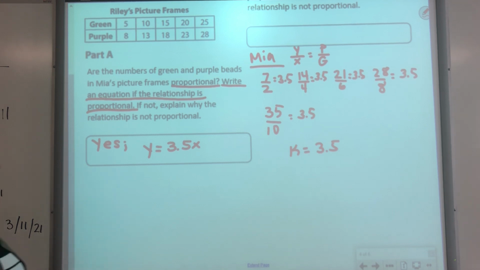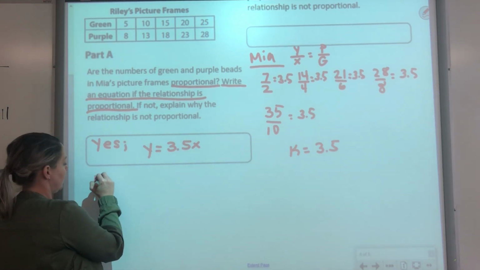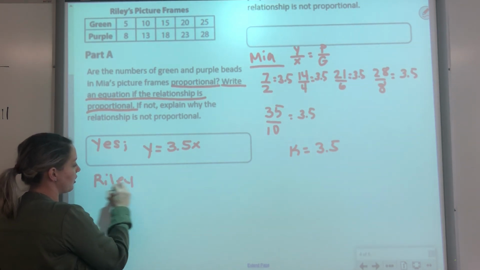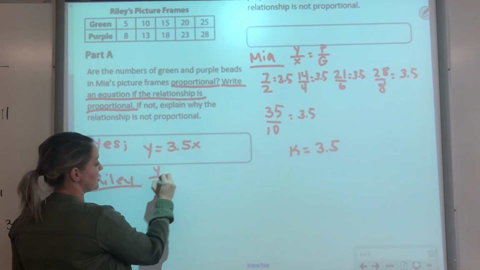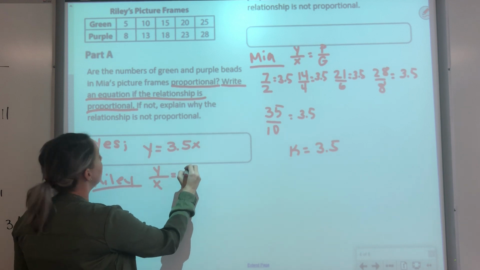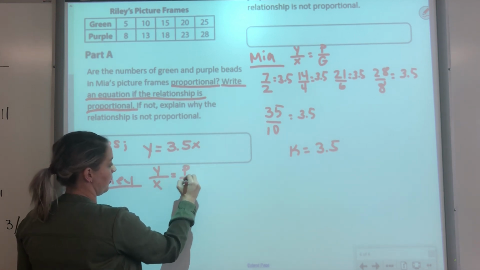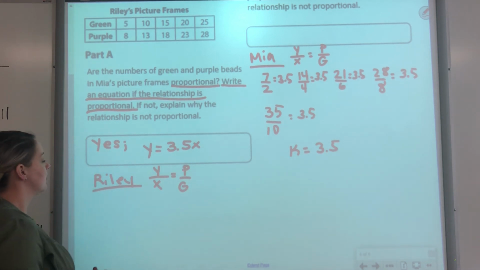So that was for Mia. Riley, we need to check for her proportionality as well. So again, we are looking for dependent over independent, which in our case is purple over green.